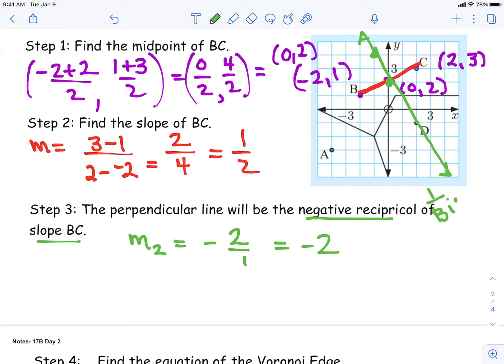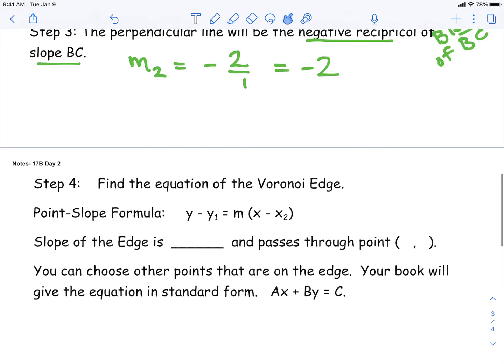The perpendicular bisector of BC. What we want to do next is come up with the equation for that green line. So that'll be our step 4. We're going to be using the point slope formula. So you want to find the slope of that edge. The slope of that edge in green was -2, and the point that it runs through is the midpoint, 0, 2. So we're going to substitute the point, x sub 1 and y sub 1, and the slope into that point slope formula.